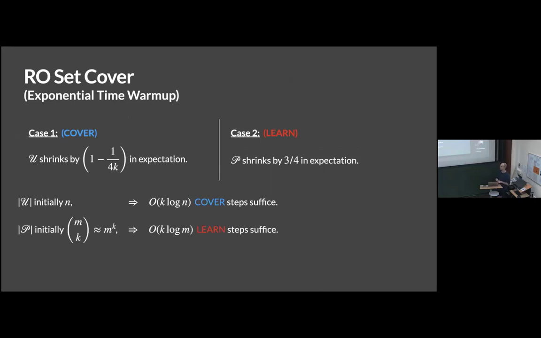P is initially all tuples of size K. So it's of size roughly m to the K. How many times do I need to shrink m to the K by a constant before I've identified the optimal solution? Well, K log m. So after the sum of these things, K log m plus K log n, i.e. K log mn, I've definitely done one or the other, and so I'm done. That's it.